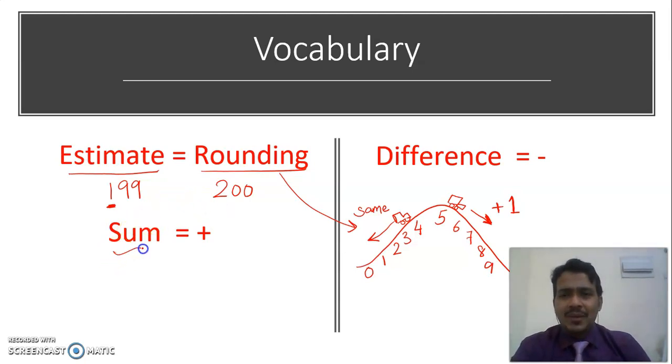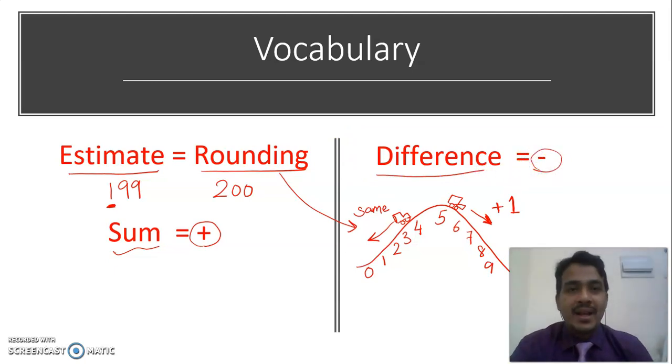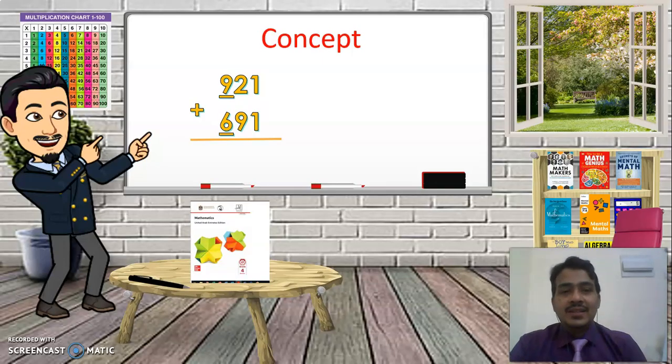Then what does sum mean? Sum means plus. Very simple. Sum means addition. Plus, zayed. And what does difference mean? Difference means naqas, minus. Simple? Okay. So estimate means rounding. Sum means plus. Difference means minus, naqas. Let's understand the concept of estimation.